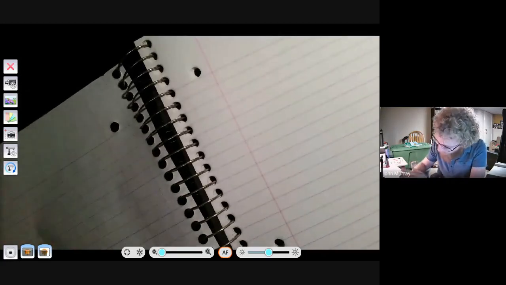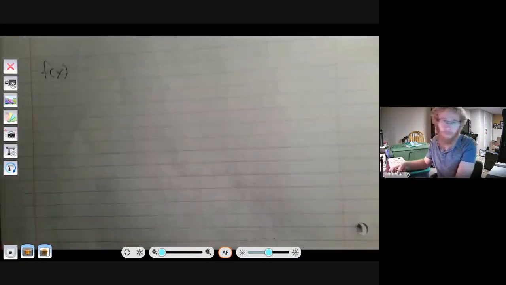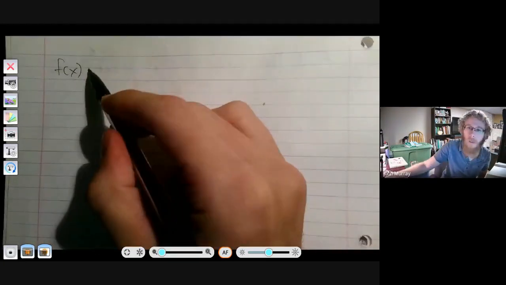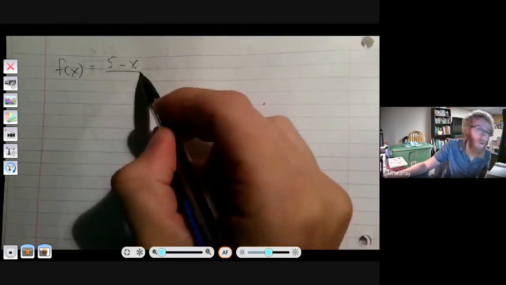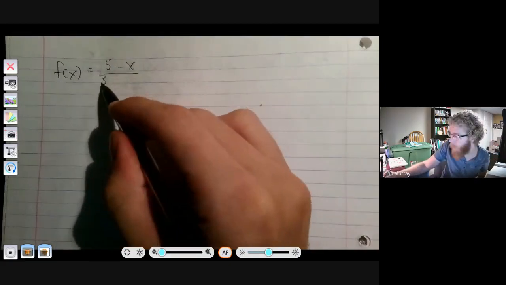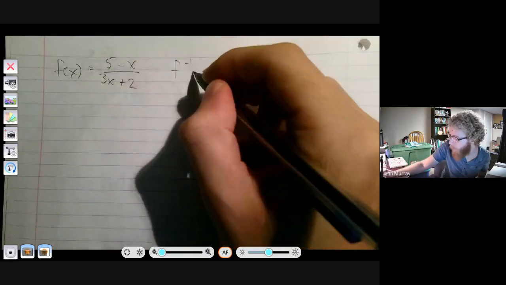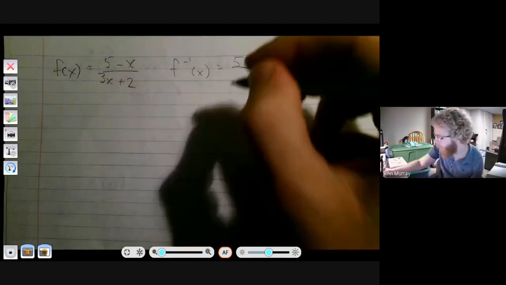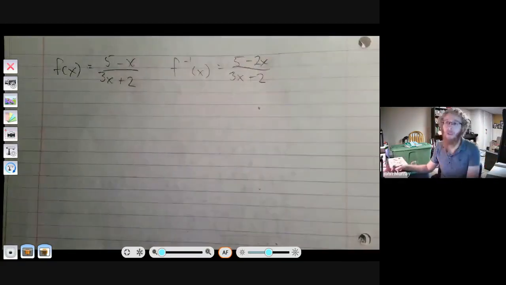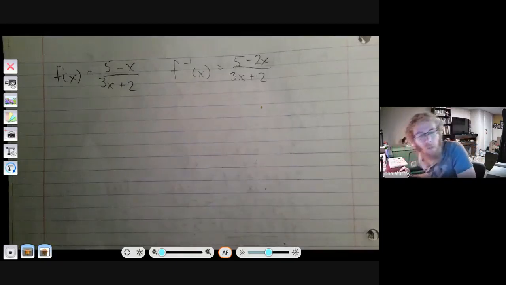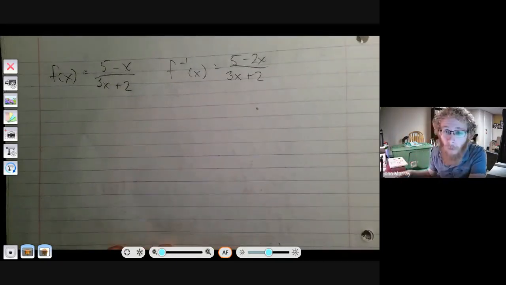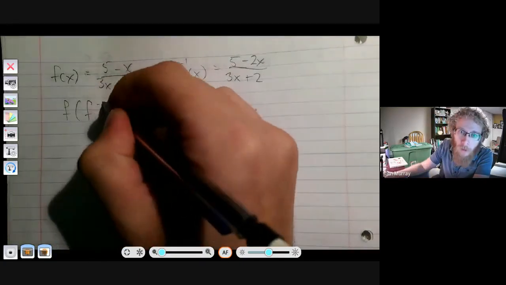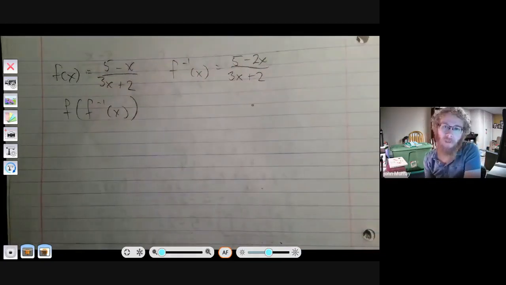So we have f of x, our original function, was 5 over x. And our inverse function. All right, so I'm only going to show you one way just for time's sake, since we only have half an hour. So I'm going to do f of negative 1 of x.